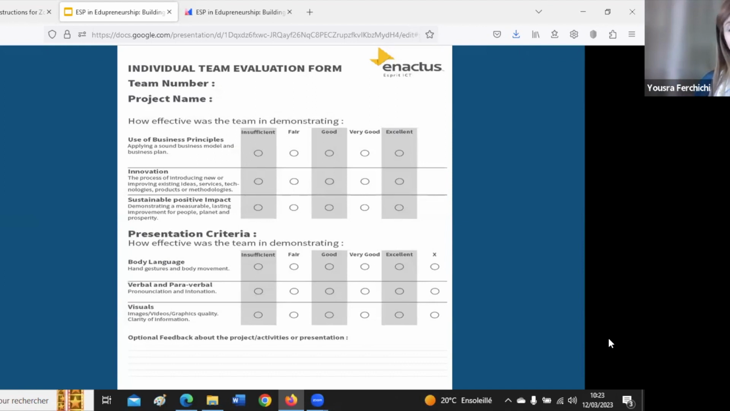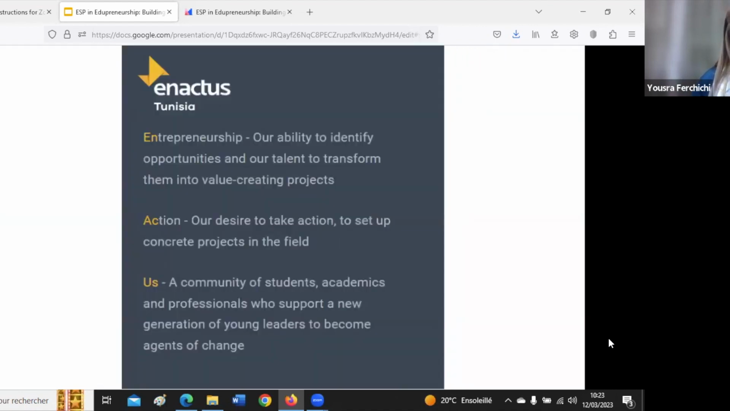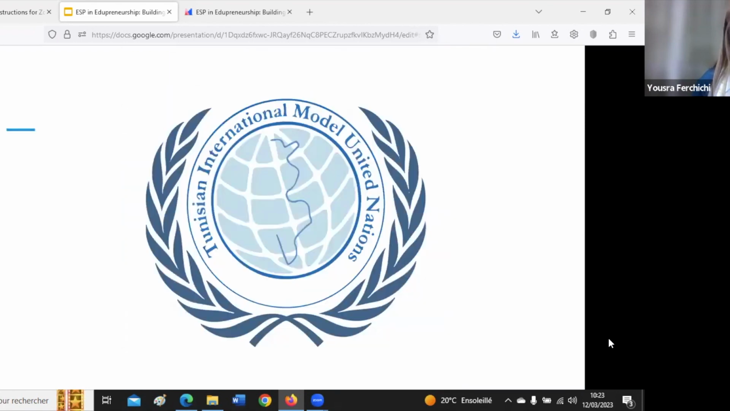And apart from the feedback, in the last part I provided them with feed forward, because I believe that feedback is always backwards. So feed forward is how they can proactively provide solutions for their sustainable projects. And this is their mission and vision in Enactus: entrepreneurship, action, and us, a sense of community, a sense of belonging, collectiveness.